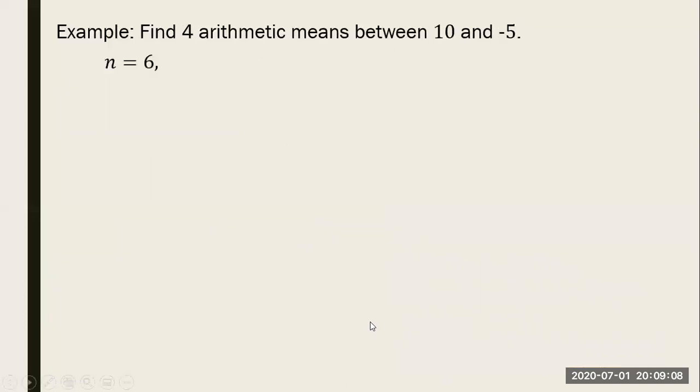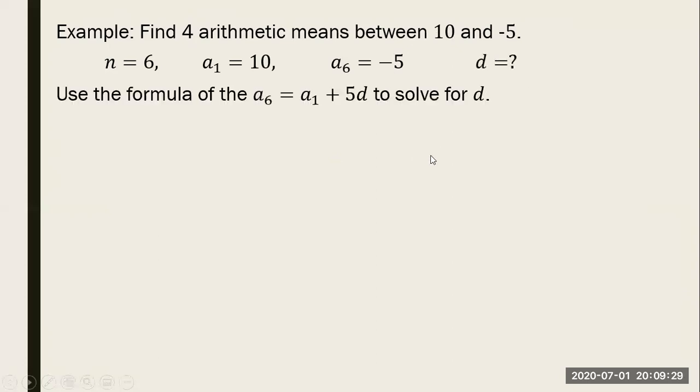So we have here, find 4 arithmetic means between 10 and negative 5. So n is equal to 6. Bakit sa 6? Kasi meron tayong 4 na i-insert plus yung dalawang terms natin. So we have 6. First term is 10. The sixth term is negative 5. And let's look for the common difference. Use the formula a sub 6 is equal to a sub 1 plus 5d to solve for d. Bakit? Nagiging 5 kasi ang n natin dito ay 6. So n minus 1 times d, which is 5d.